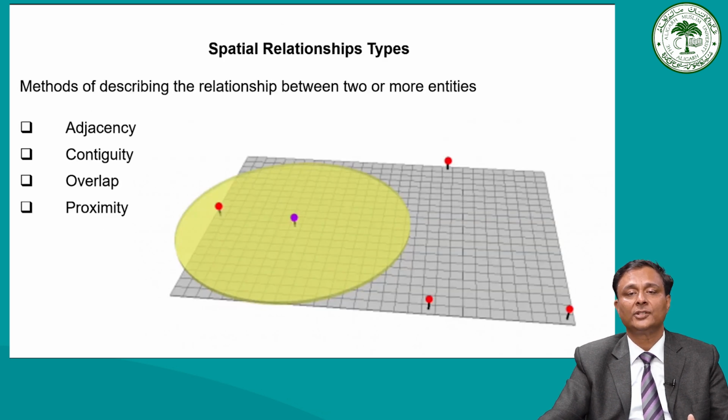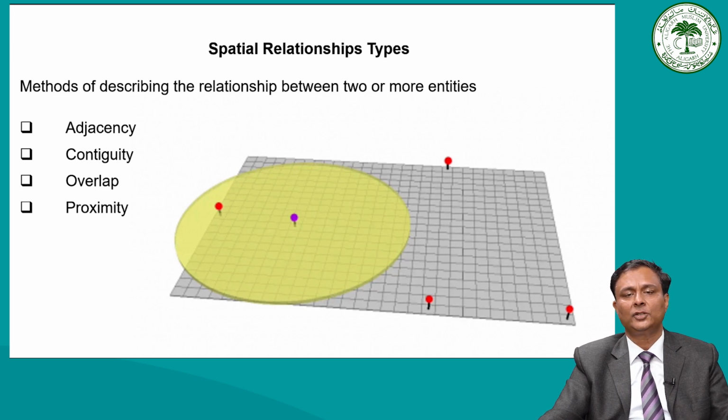The spatial relationship types. Some very commonly used but very important spatial relationship types are, for example, adjacency, contiguity, overlap, and proximity. These are four ways of describing the relationship between two or more entities.